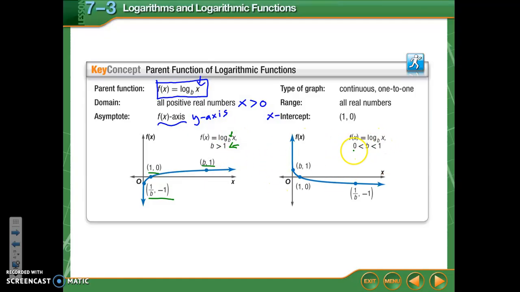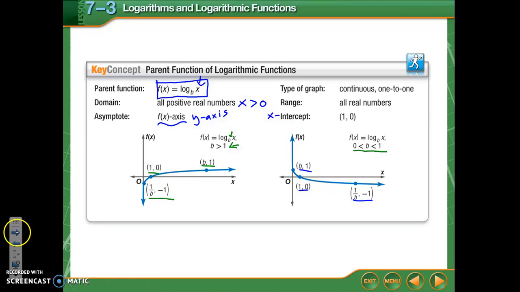What I have on the other side is when my b, the base of my logarithm, is between 0 and 1. So it's a fraction between 0 and 1. This is the inverse of an exponential decay function, right? So imagine a function that was coming down like this. And this is the reflection of that function over the line y equals x, although my graph is not super beautiful. So in this situation, (b, 1) is the point right here. (1, 0) is still my x-intercept. And (1/b, -1) is another point out here. Those 3 points are going to be super important when you are graphing logarithmic functions.